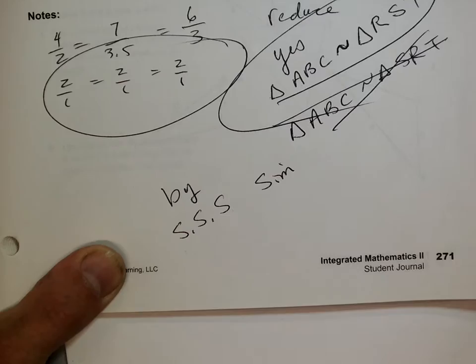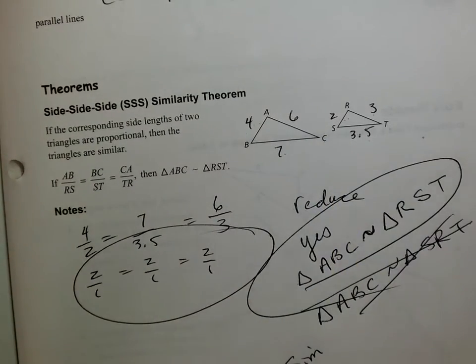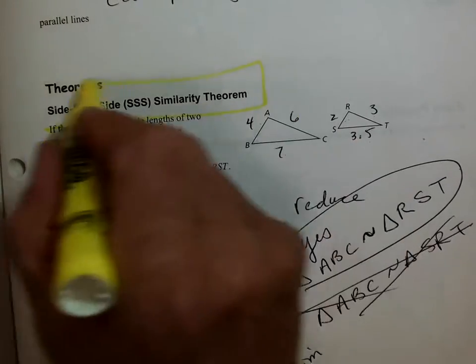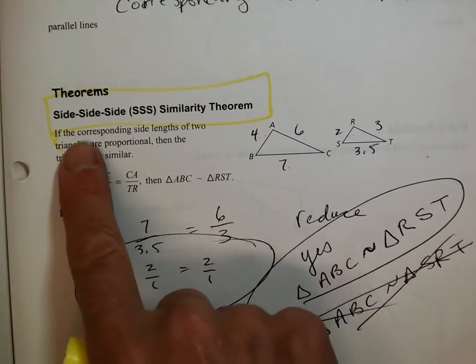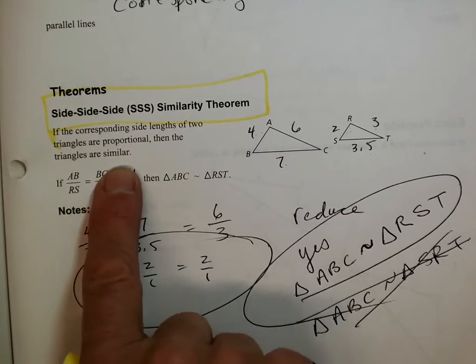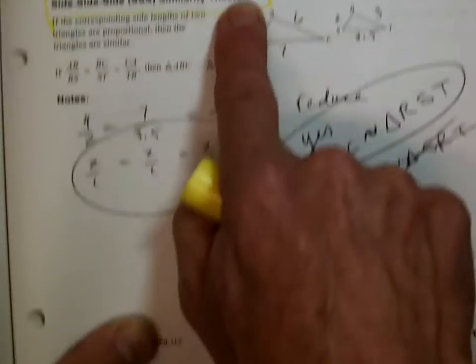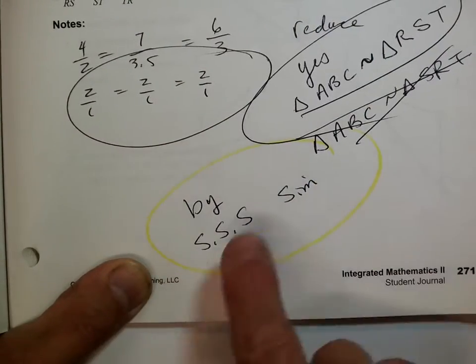Which is what we have up here. So we can abbreviate this. It is a shortcut for this theorem here, okay? So this theorem says if the side lengths of two triangles are proportional, then the triangles are similar by side, side, side, similarity theorem. We can shortcut that to SSS sim.